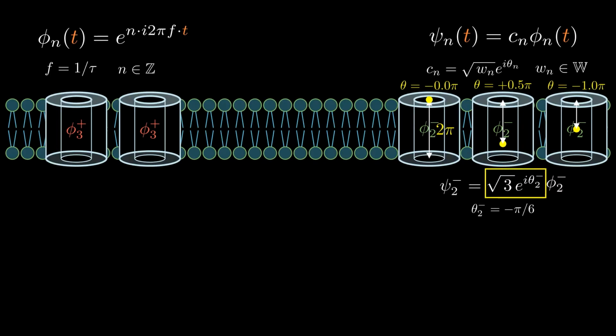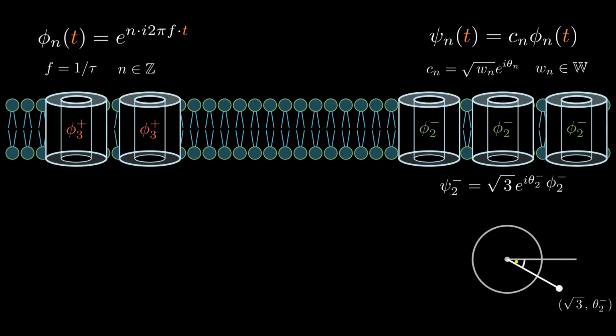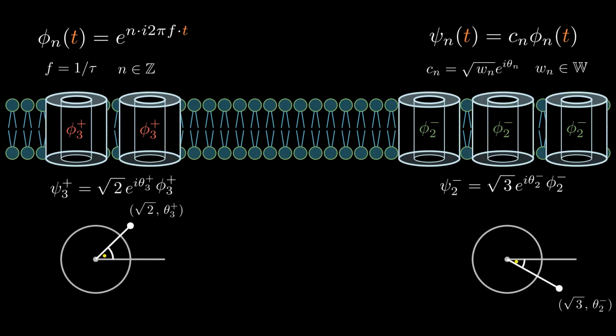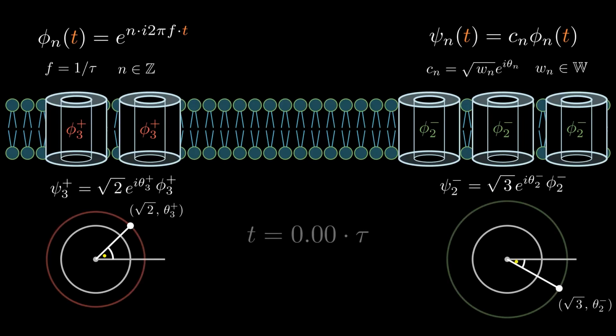Therefore, the coefficient for the subsystem with a frequency of -2 is the square root of 3 times e to the power i theta 2, which maps to this point on the complex plane. The complex number represents the configuration and initial state of the subsystem consisting of 3 channels on the right. Similarly, we can construct another function psi of +3 for the 2 channels on the left, and map its configuration and initial state to a point on the complex plane.